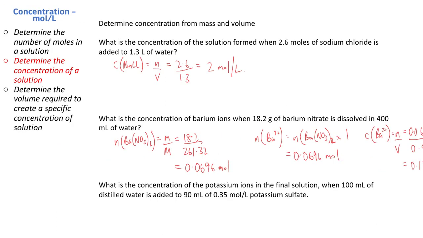Okay, right. Next one here, what is the concentration of potassium ions in the final solution when 100 mils of distilled water is added to 90 mils of potassium sulfate? Okay, so the idea is that you're adding extra water to change the volume. So first of all, remember that you're working out concentration. So you still need moles and you still need volume. So we have to work out how many moles there are of stuff.